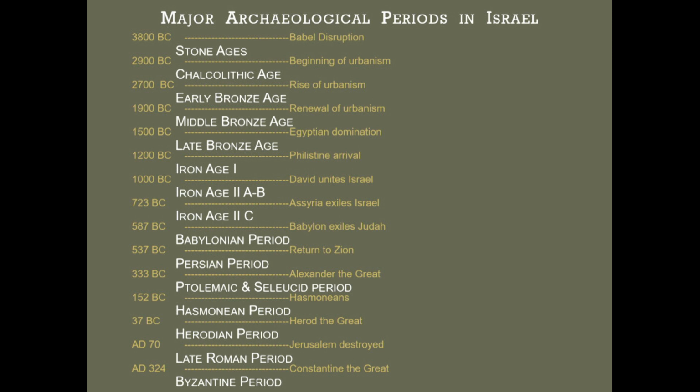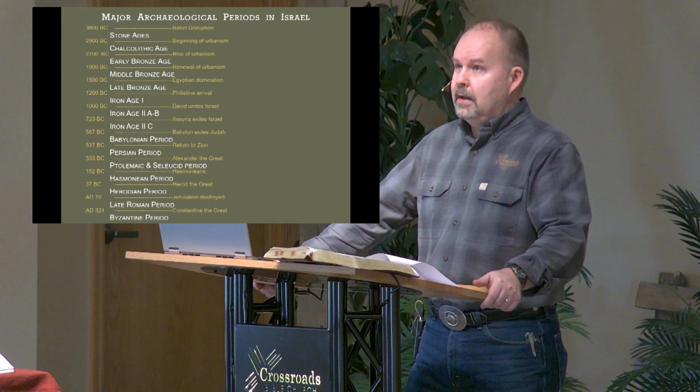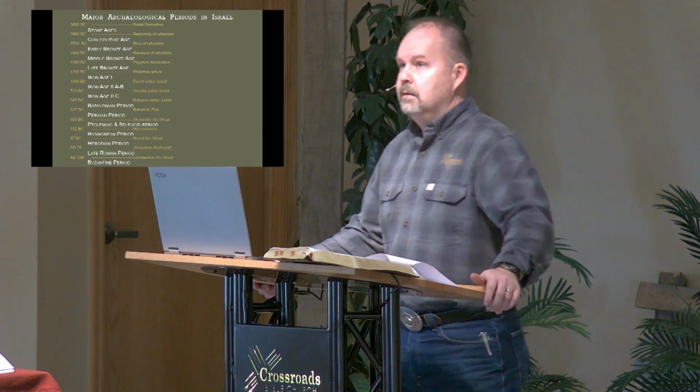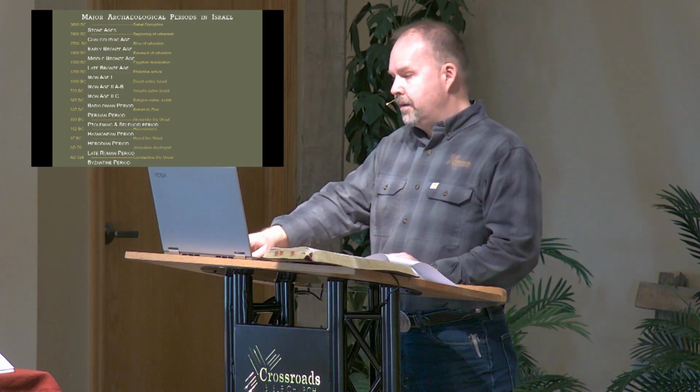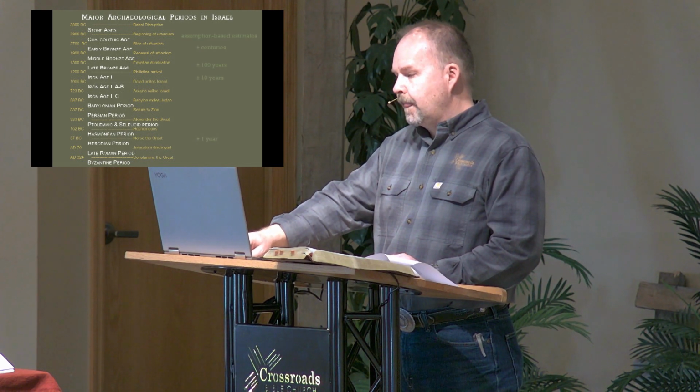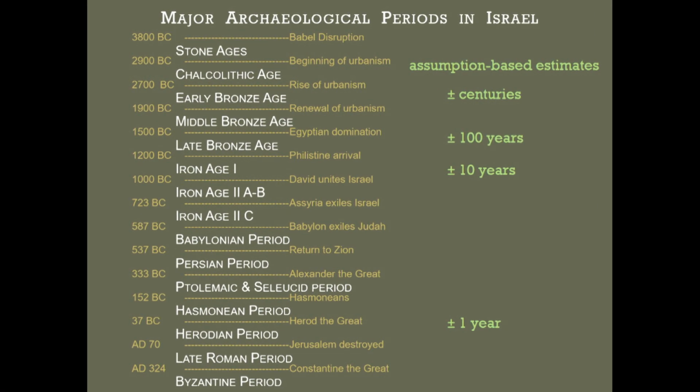Iron Age 1, 1000 BC. Prior to that, 1200. Those are round dates. And there's a reason for that. It's because they are estimates. We don't have precise dates to attach to these. 1900, 2700, 2938. There's also a varying level of confidence that we can have in these dates.